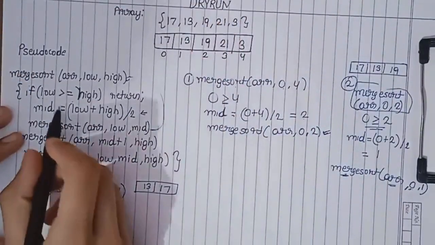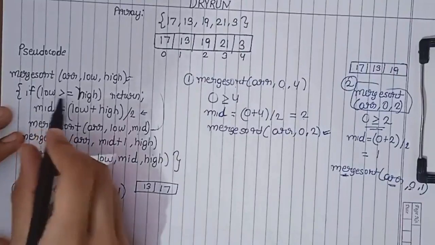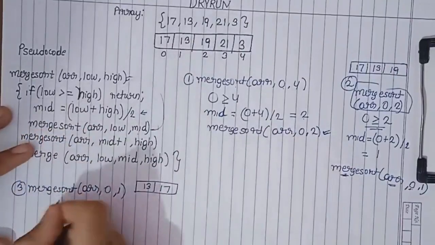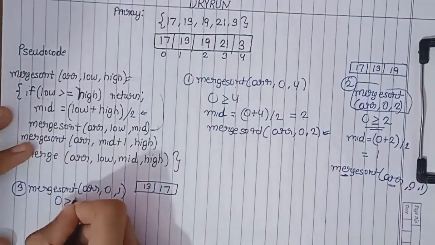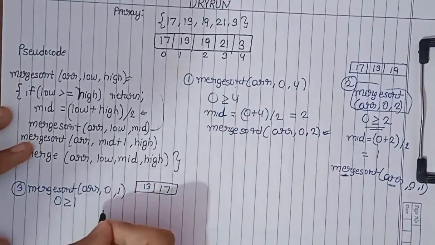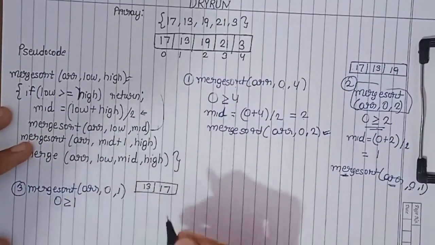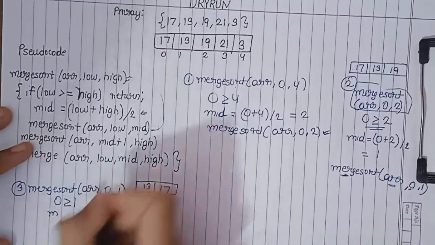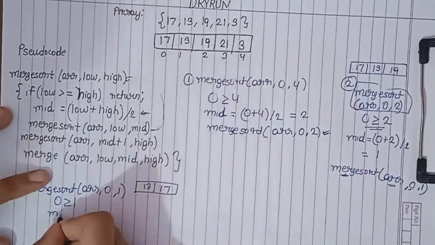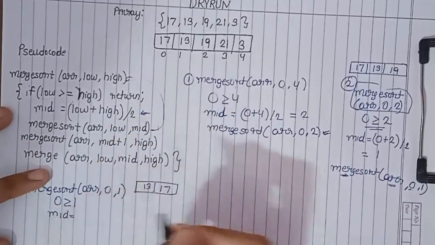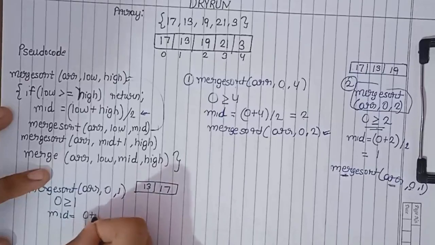Now again it will check the condition that is low is greater than or equal to high, which is 0 is greater than or equal to 1. Now again this is false though, so this function will not return and the control will come onto this line. Again now mid will be calculated here, it is 0 plus 1 by 2. Now it will come out to be 0.